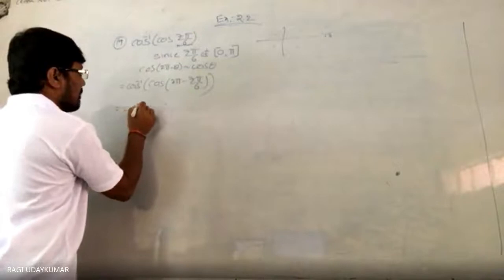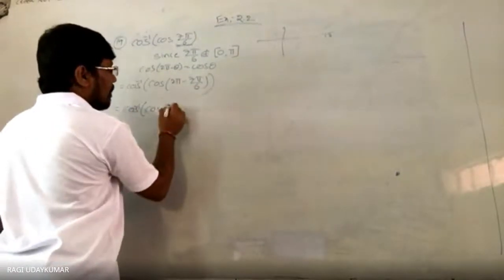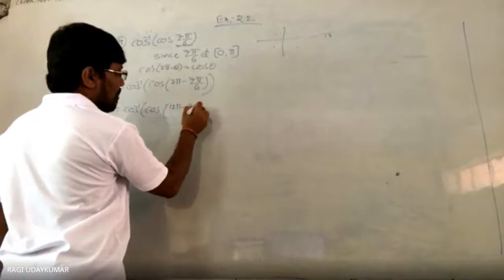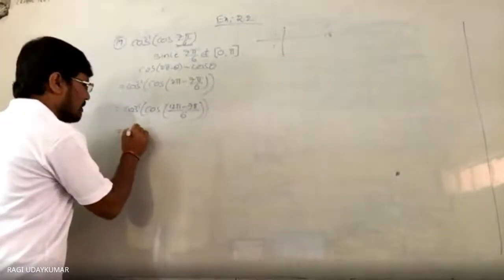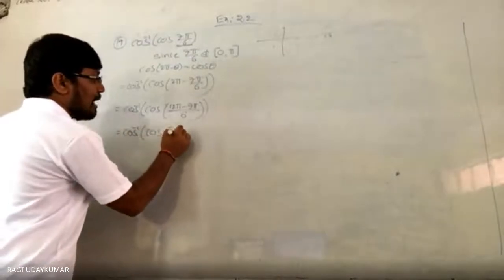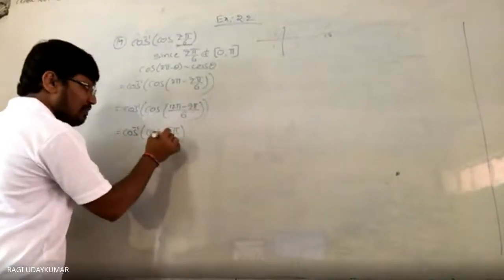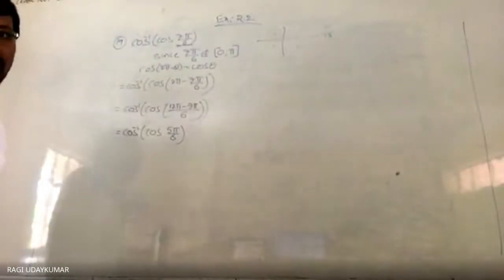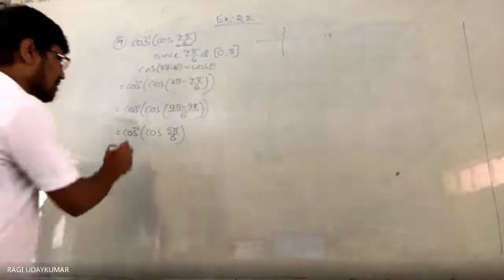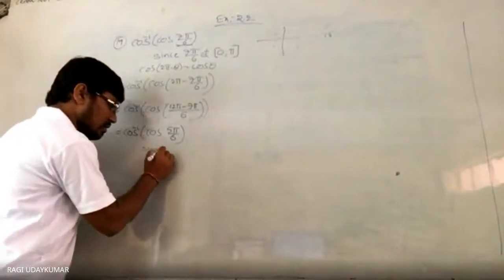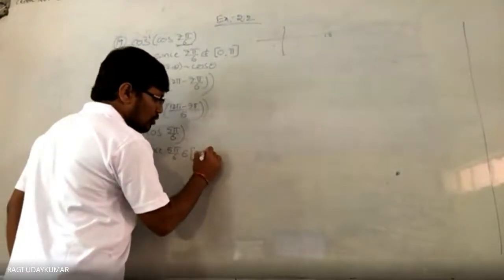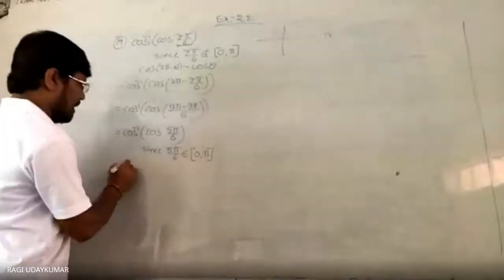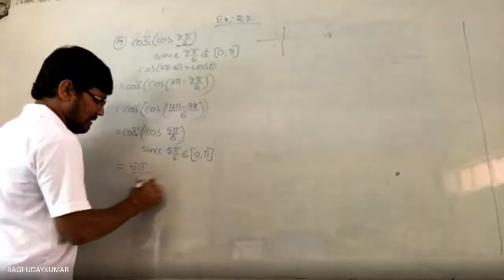Yes, sir. So now what do you get? You simplify this one: cos inverse of cos, 12 pi minus 7 pi by 6, which is equal to cos inverse of cos 5 pi by 6. Now this 5 pi by 6 lies between 0 to pi. So since 5 pi by 6 belongs to 0 to pi, you can write this one as 5 pi by 6.